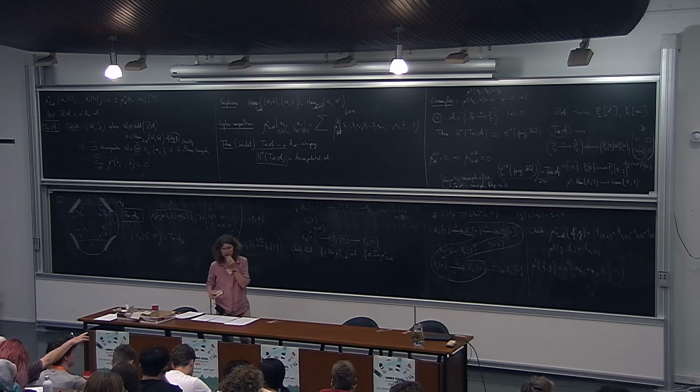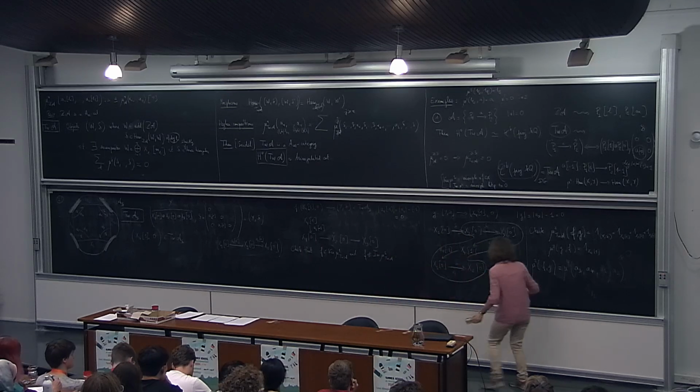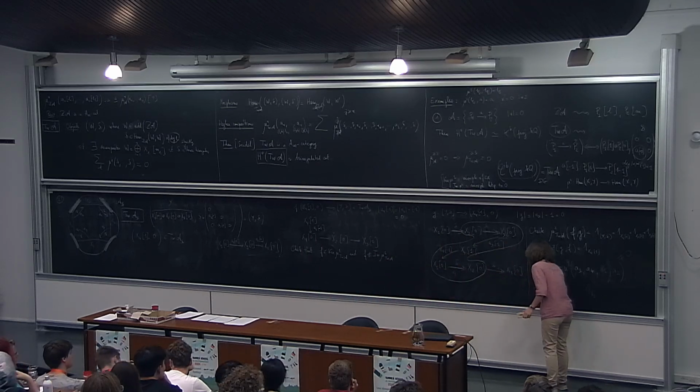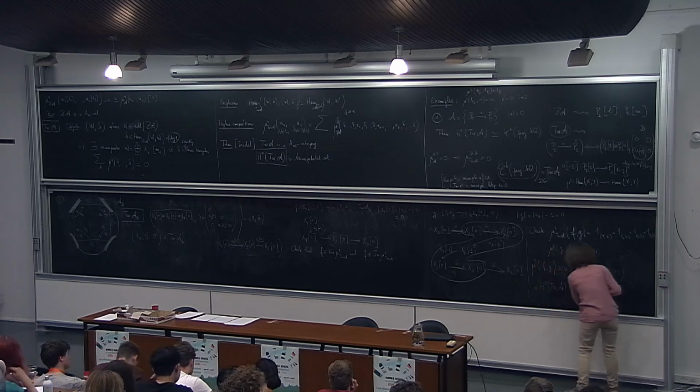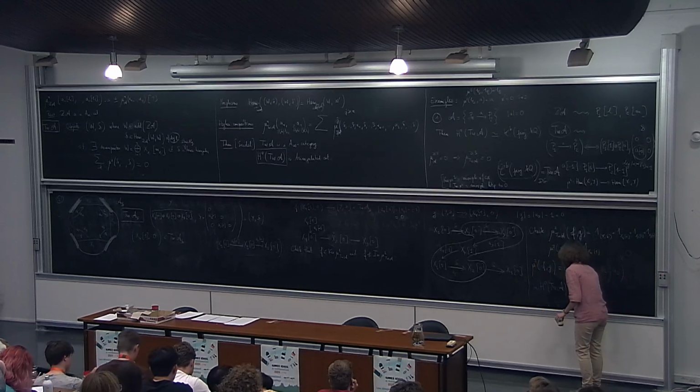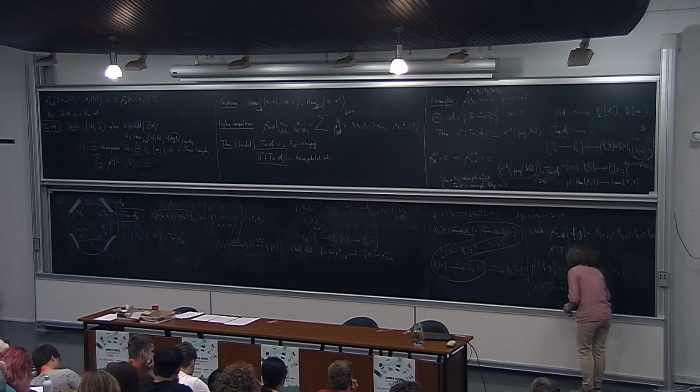What's the conclusion of this? The conclusion is that in H0 of twist A, this object Y and this object X4 shifted by 1 are isomorphic.